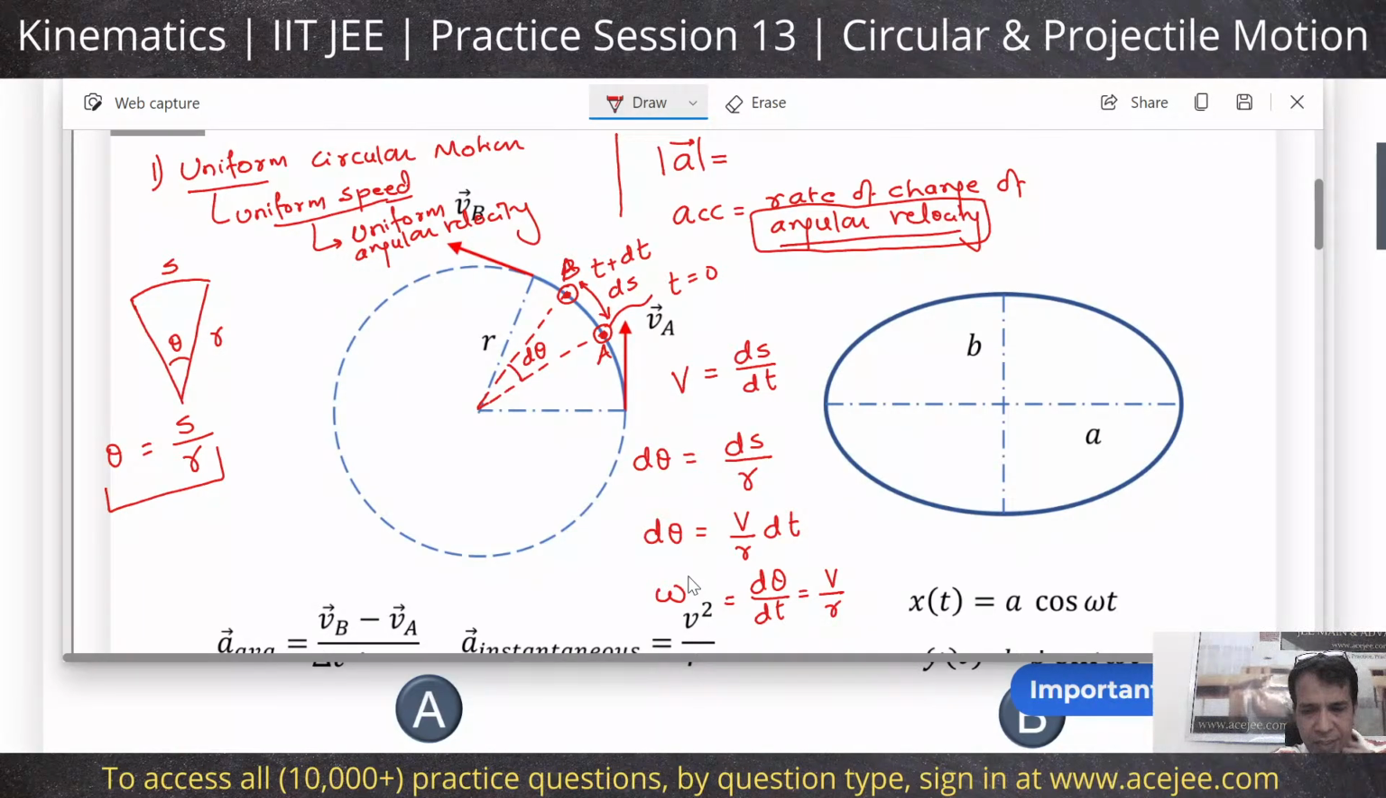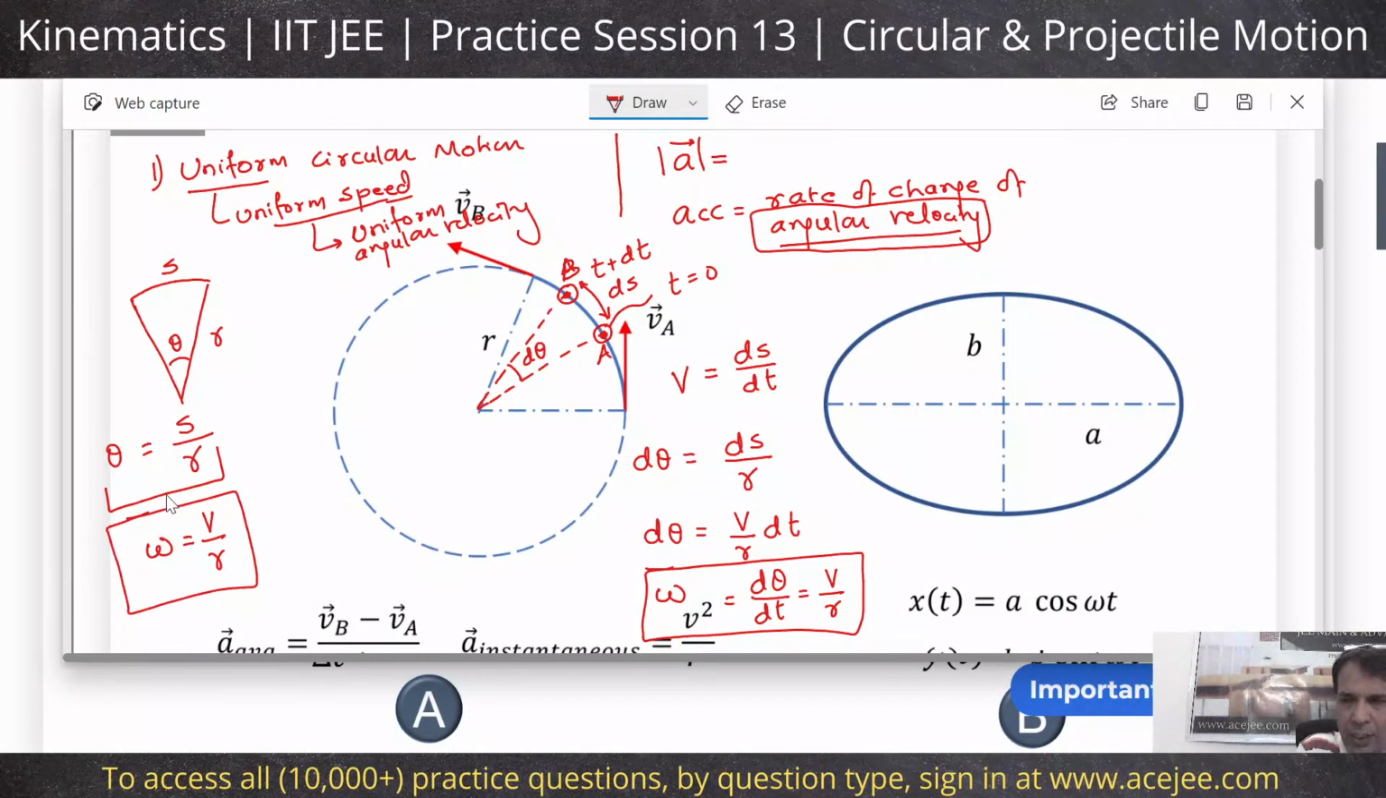Any concern on this definition? Omega equals d theta by dt. If not, you guys are okay with this relationship now? Omega is v by r. Any doubts on this front? Right?